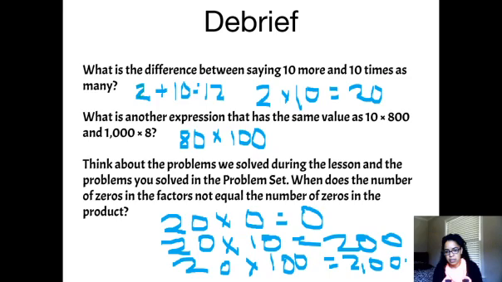So looking at our products here, and then our factors here, in one factor we have 1 zero, the second factor we have another zero, and then we have 2 zeros here. And then here we have 1 zero in our first factor, and in our second factor we have 2, then we came up with a total of 3 zeros in our product. So only right here where you do 20 times 0, or any number times 0, it's not going to equal the same amount of zeros. So yeah, that's my answer. So moving on.